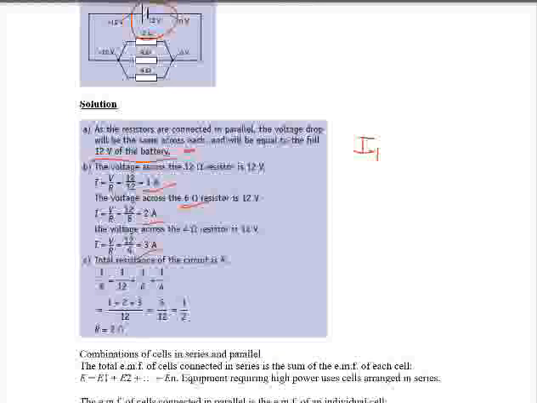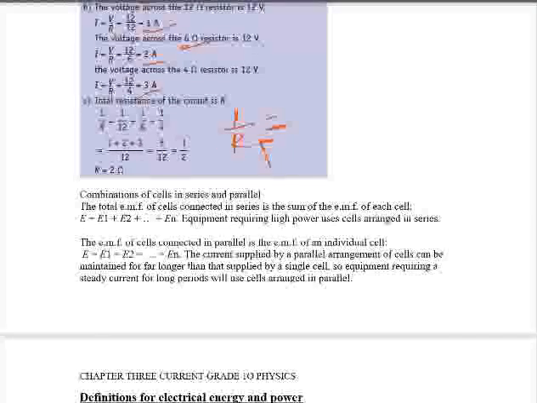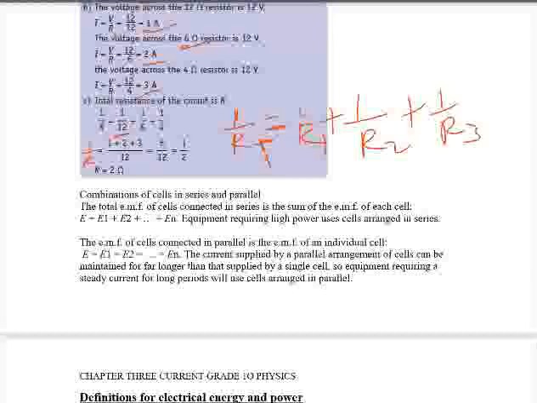And the total current, still in C, you are asked to determine the total resistance. The total resistance is calculated by using what? 1 over R total is equal to, since it is 3 resistors, 1 over R1 plus 1 over R2 plus 1 over R3. R1 is 12, R2 is 6, and R3 is what? 4. After that, you can take LCM for all 12, and you can sum up. Finally, you get how much? 1 over 2, and when you invert this, you get the total resistance of 2 ohm.